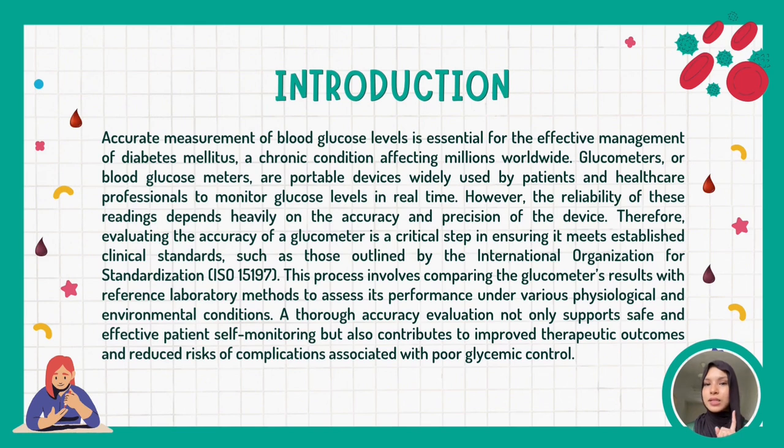Therefore, evaluating the accuracy of a glucometer is a critical step in ensuring it meets established clinical standards, such as those outlined by the International Organization for Standardization. This process involves comparing the glucometer's result with reference laboratory methods to assess its performance under various physiological and environmental conditions. A thorough accuracy evaluation not only supports safe and effective patient self-monitoring, but also contributes to improved therapeutic outcomes and reduced risk of complications associated with poor glycemic control.